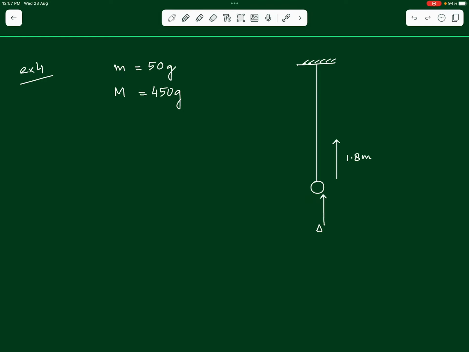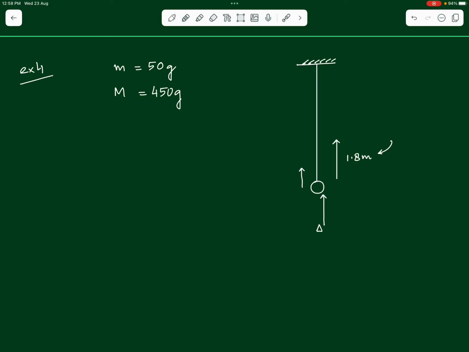So what is happening here? This bullet, moving with a certain velocity, penetrates the bob and remains within it, due to which the bob and bullet system will acquire a certain velocity and start moving upward. As they move upward, they slow down under the effect of gravity and reach a certain height, where they stop for a moment and then start moving down. This height is given to us as 1.8 meters.